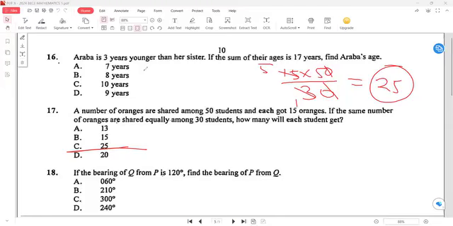If the bearing of Q from P is 120, find the bearing of P from Q. So if you want to find the bearing of P from Q, when you have Q from P, that's termed the back bearing. If the given bearing is less than 180, you add 180 to get the back bearing. If the given bearing is more than 180, you subtract 180 to get the back bearing. In this question, the given bearing is less than 180. So all you have to do is add 180 to the bearing, and your answer is 300 degrees, which is option C. This shouldn't take you long.